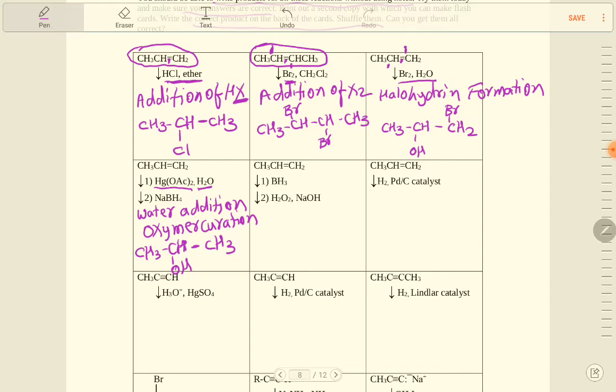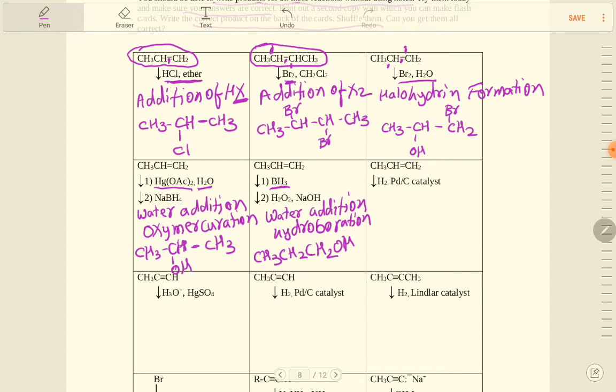This is, remember, BH3, hydroboration and water addition. This is a typical reaction, when you refer to its water addition and hydroboration. And basically you can get this product: CH3, CH2, CH2OH.